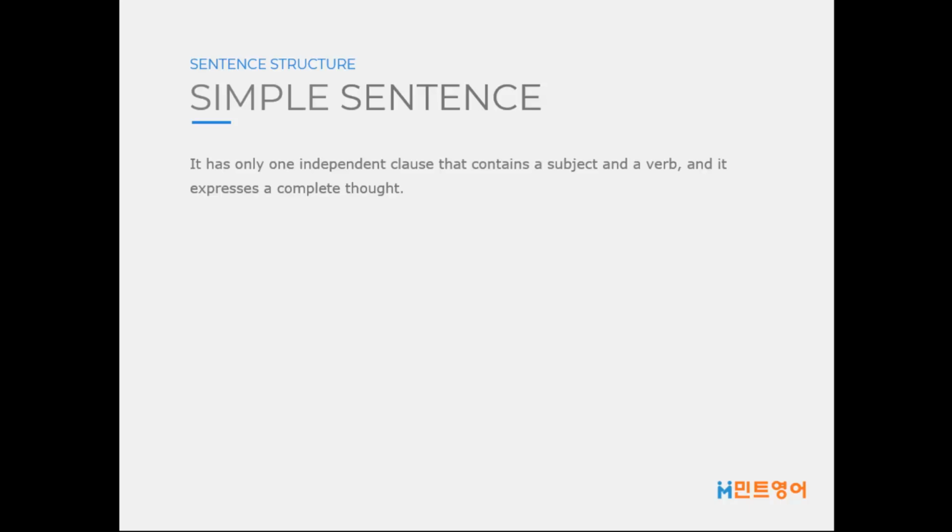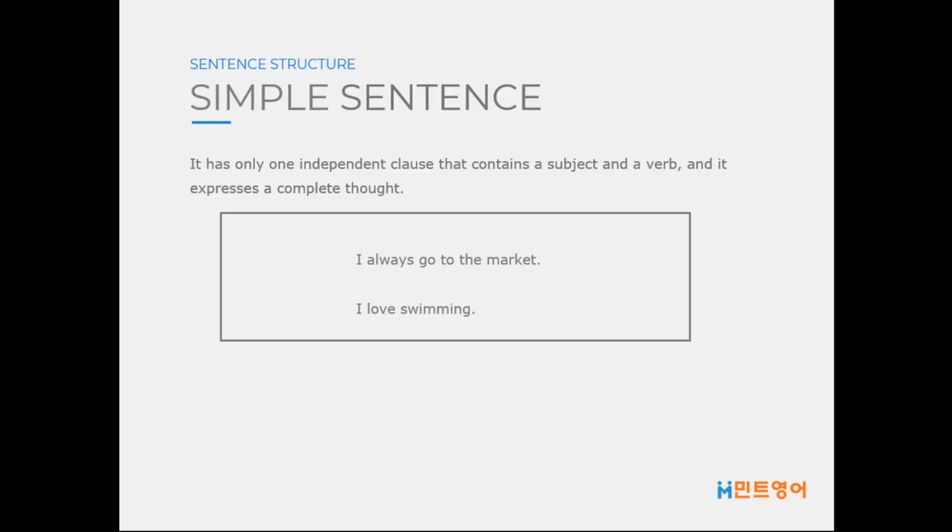A simple sentence has only one independent clause that contains a subject and a verb, and it expresses a complete thought. Look at the two examples. They each contain a single independent clause that has a subject and a verb.